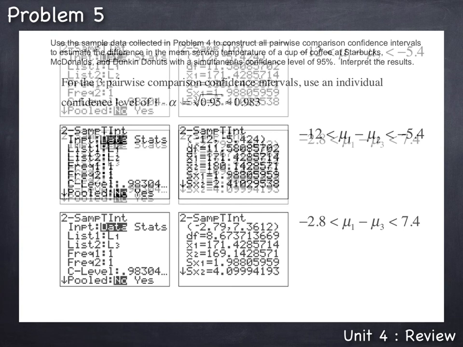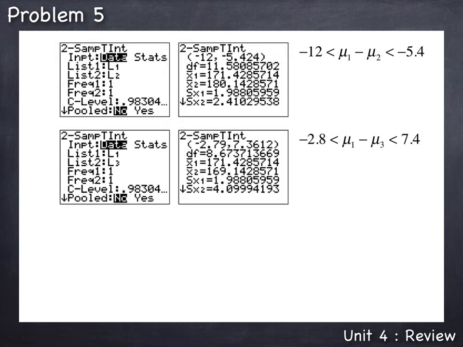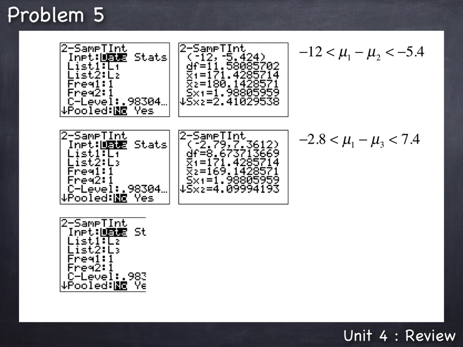So now we've calculated 2 of the pairwise comparison confidence intervals and interpreted both of them. We're now ready to do the third and final confidence interval. Here we're comparing the second population, McDonald's, to the third population, Dunkin' Donuts. This requires us to execute the 2-SampTInt command using the list 2 and list 3 sample data.